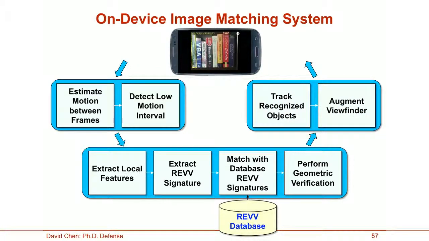Once we have the recognition results, we can track the recognized objects using the same motion analysis engine that we used before, and we augment the viewfinder with new layers of interesting information.